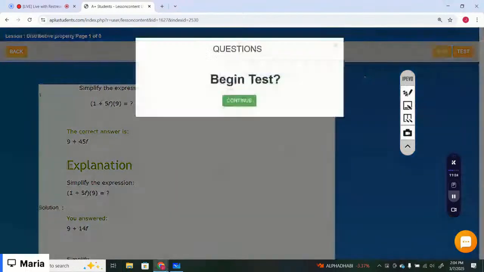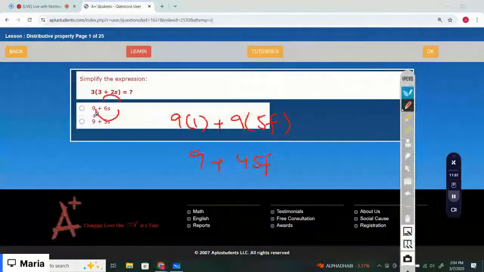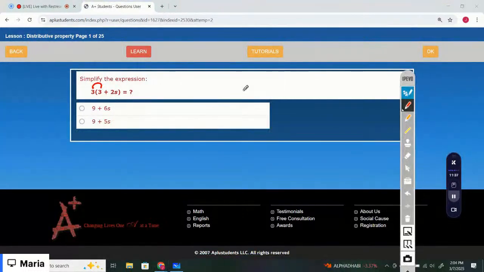Let's just start with the test questions. 3 times 3 plus 2s. So you have to multiply this 3 with 3. Basically, that is distributive property. That is like this, a times b plus c. You have to do a times b and plus a times c. That is ab plus ac.